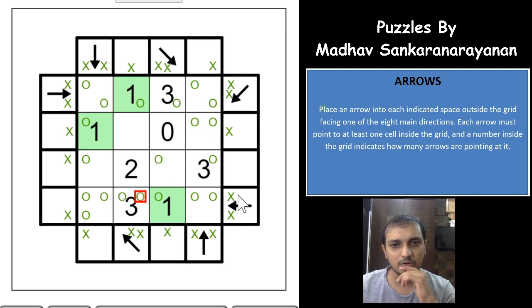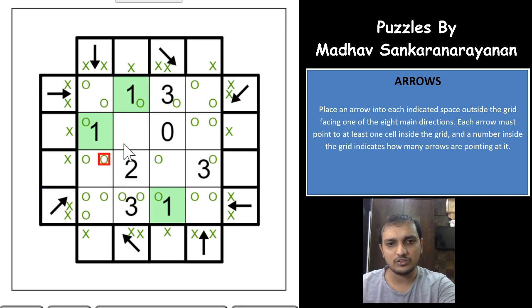Okay, so any more logic that we can apply here? Okay, so we can have a cross here as well, because it cannot point towards this one, so a cross here as well will help you to get one more arrow possible placement, right? So this will have this placement, and which means that you can again place the dots here.